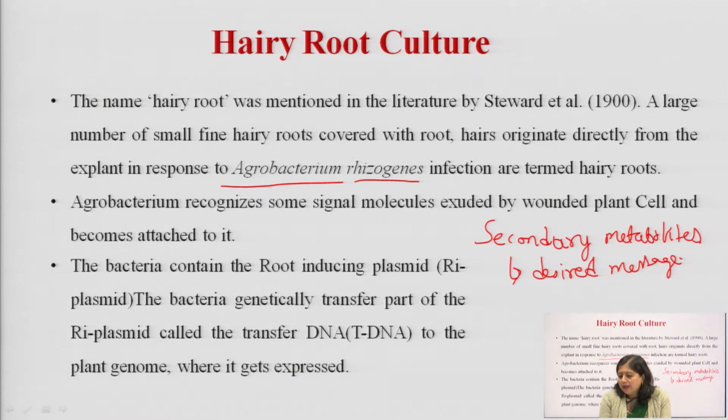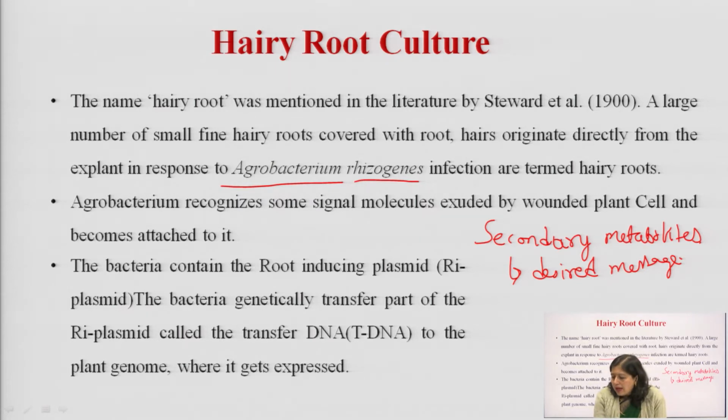Agrobacterium basically recognizes small signals exuded by the wounded plant cell and becomes attached to it. So, if any kind of wound is there on a plant, Agrobacterium can easily find where this wound is. It reaches that wound, starts growing on that particular wound, and gradually transfers its message into the particular plant cells using its RI plasmid.